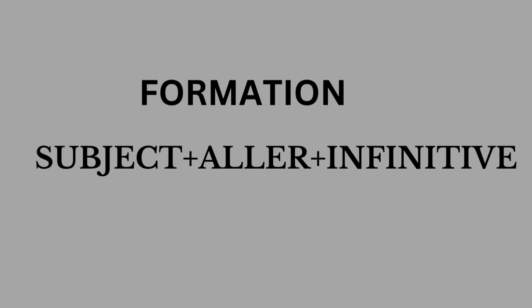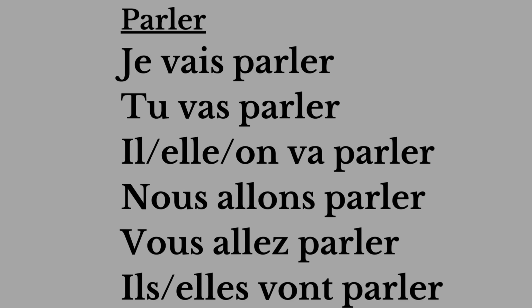Now let's say we want to conjugate the verb parler in futur proche. So what will be the conjugations? Je vais parler, tu vas parler, il, elle, on va parler, nous allons parler, vous allez parler, and ils, elles vont parler. So you see, we are taking the subject, then we are just conjugating aller in present tense, and then we are putting the verb parler in its infinitive form.